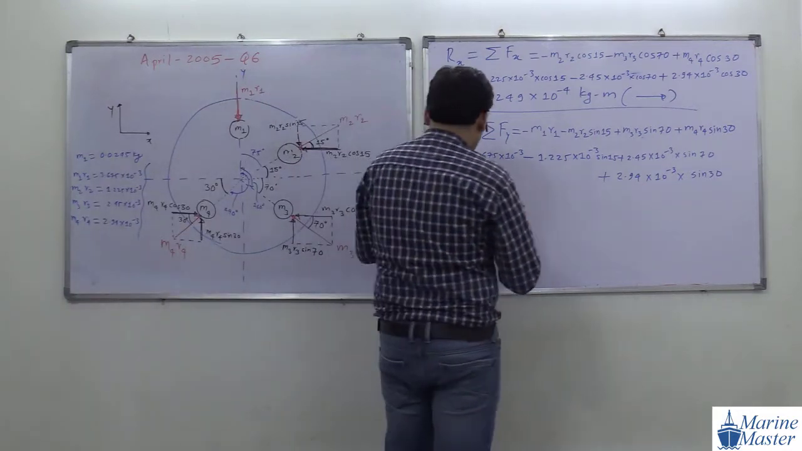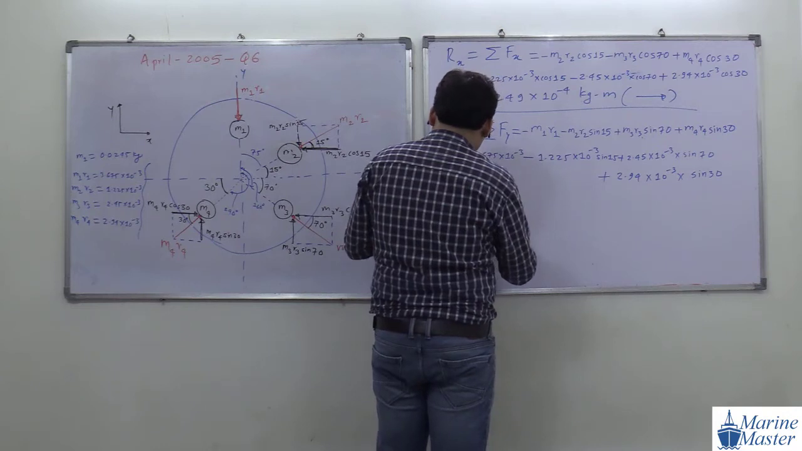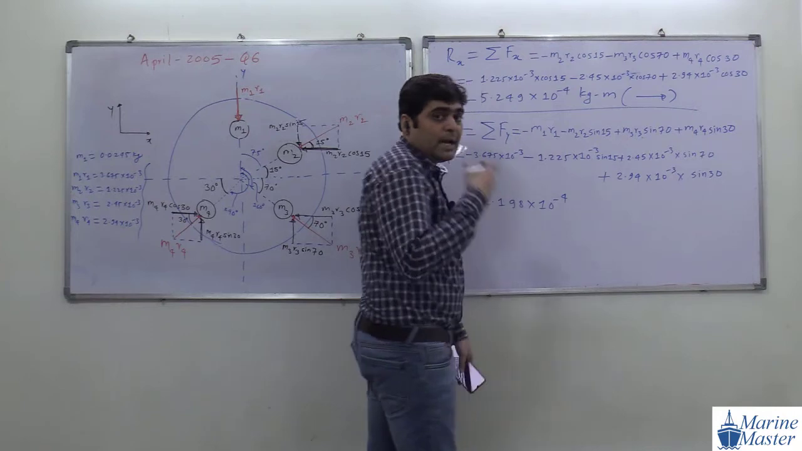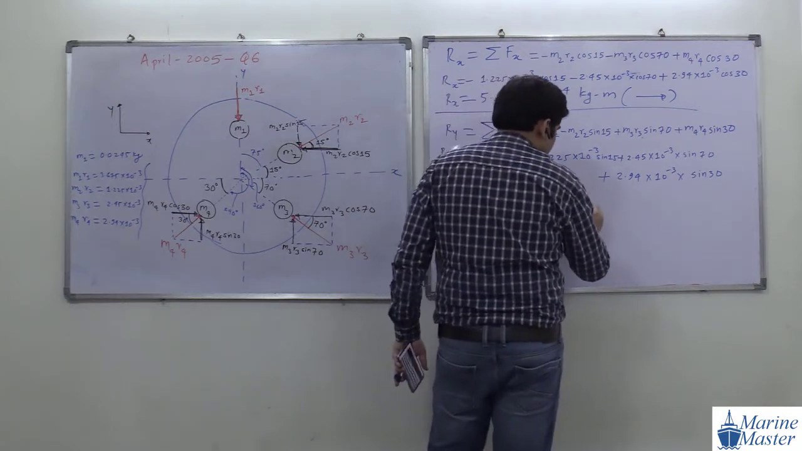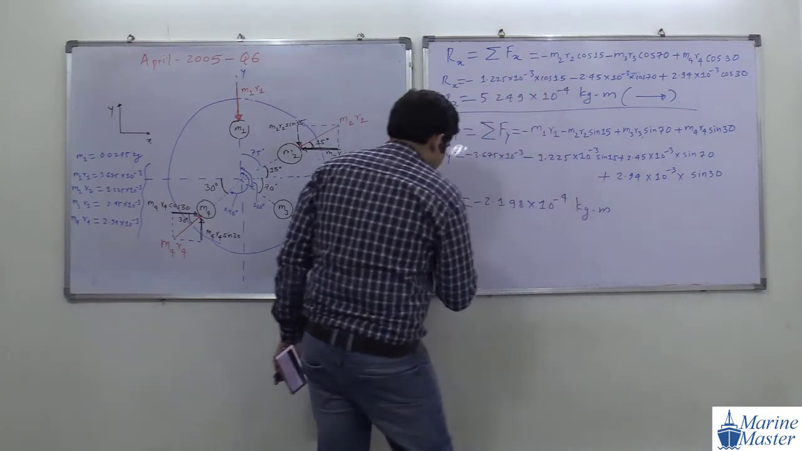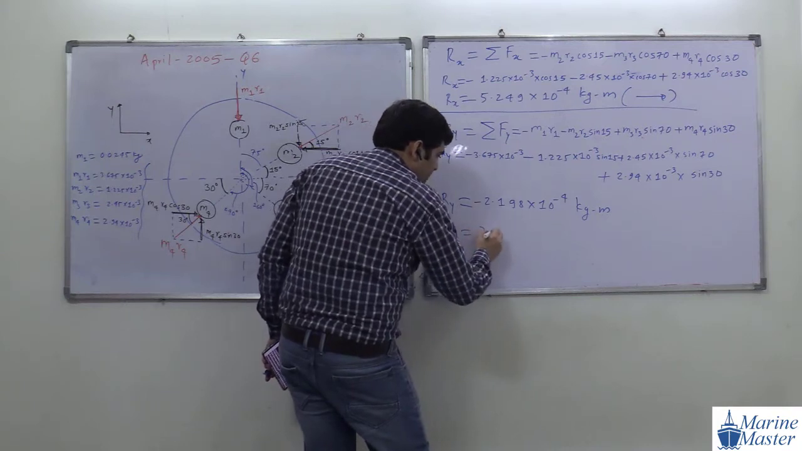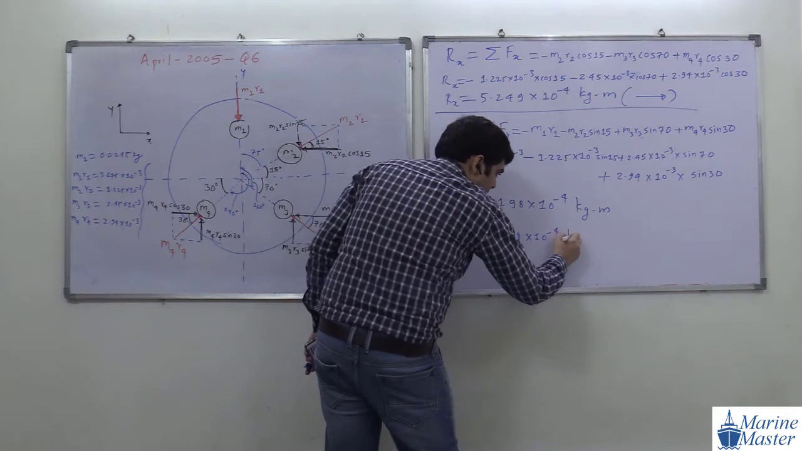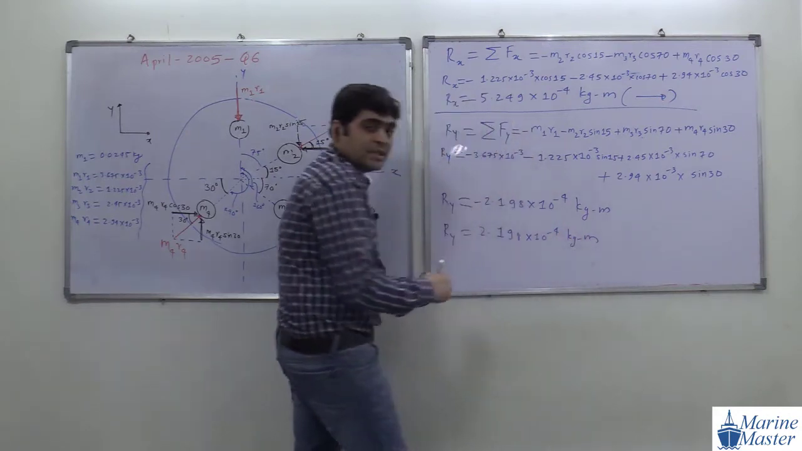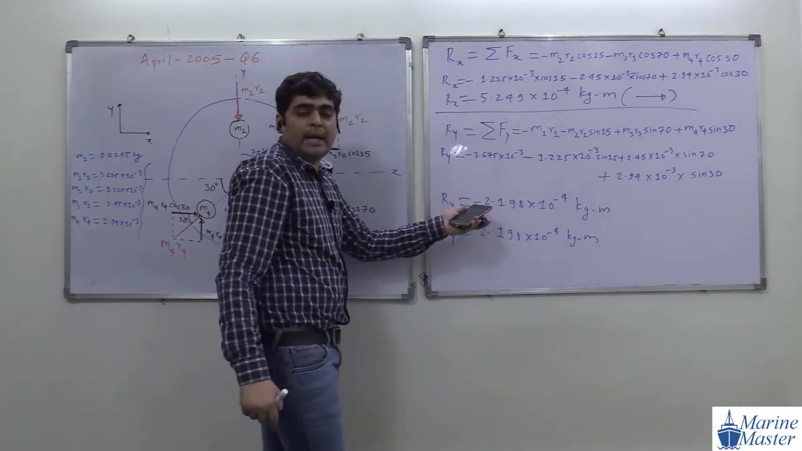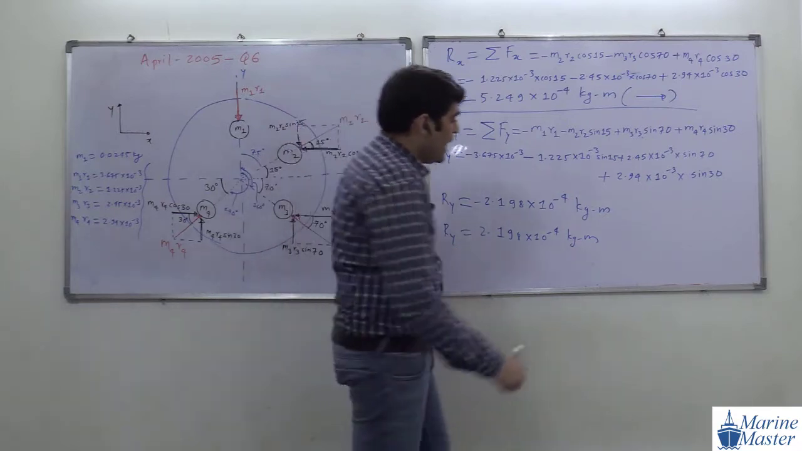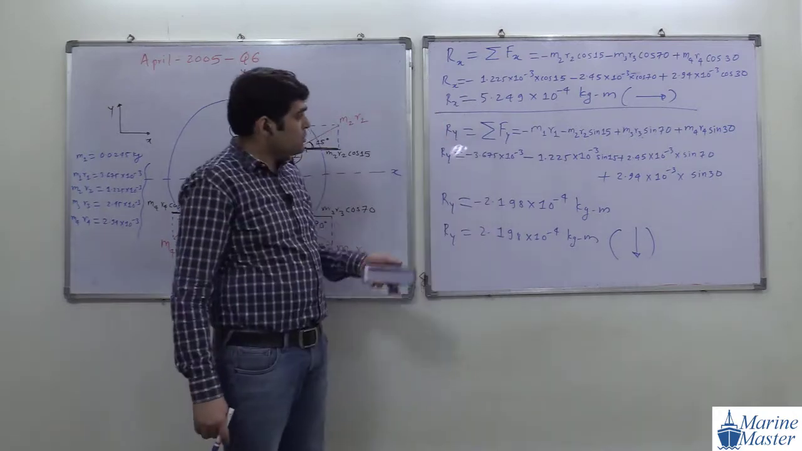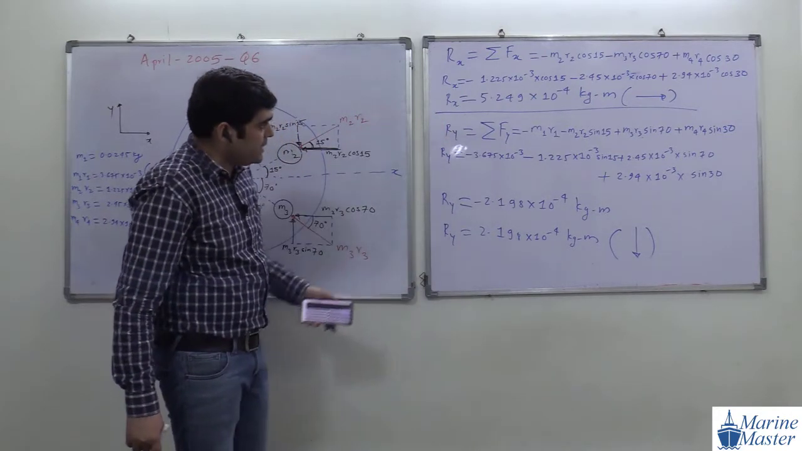Minus 2.198 into 10 raised to the power minus 4 unit kg meter, and it is coming minus, so what does that mean? Standard practice: we got minus, so we write down its positive value, 2.198 into 10 raised to the power minus 4 kg meter, and its direction is downward. So please everyone write down up to Rx and Ry.